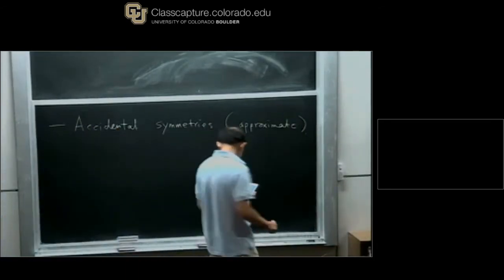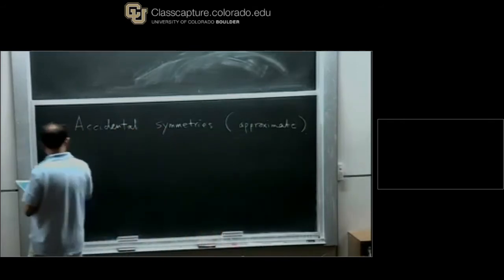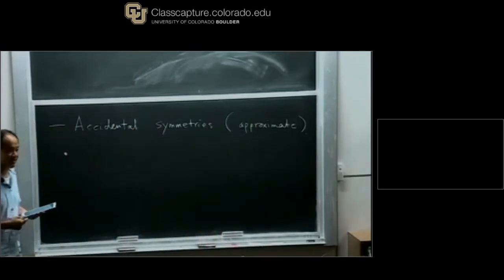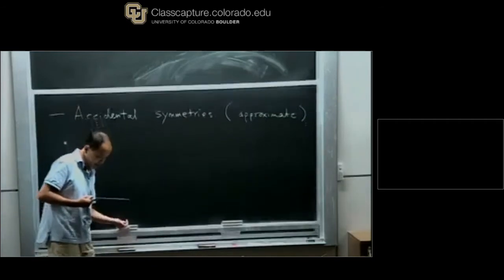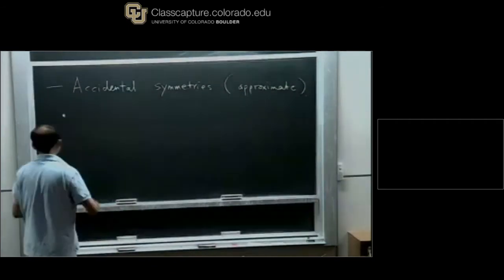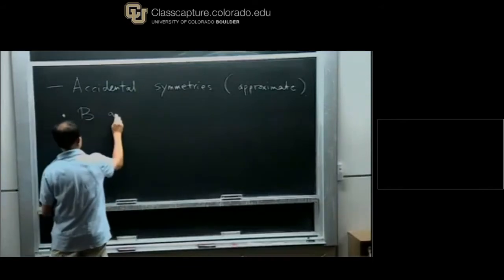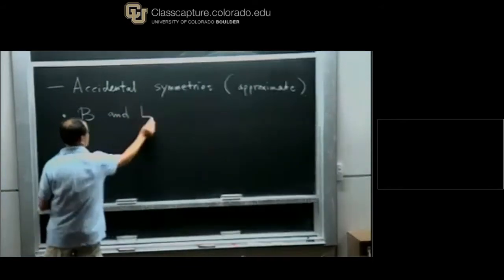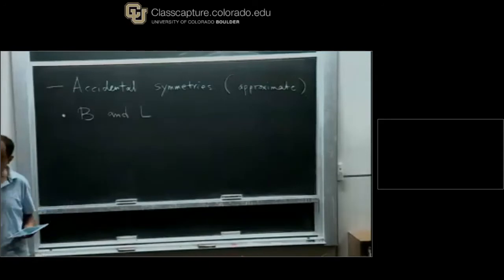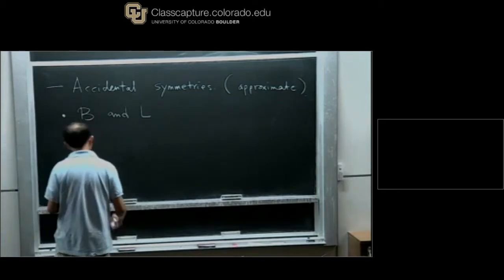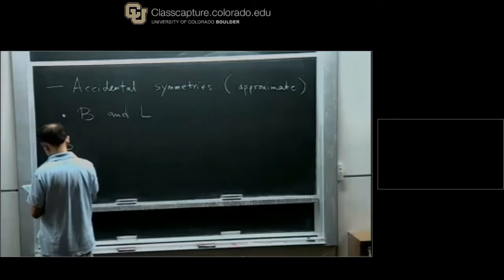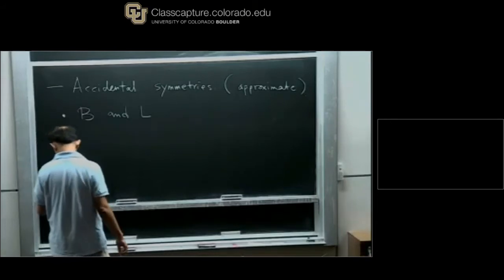All right. So let's get on with it. These are very important concepts. It's simple but very important. So let's first do B and L. Okay. Baryon number and lepton number. These are accidental symmetries of the standard model Lagrangian. So these are defined as the following, I think.